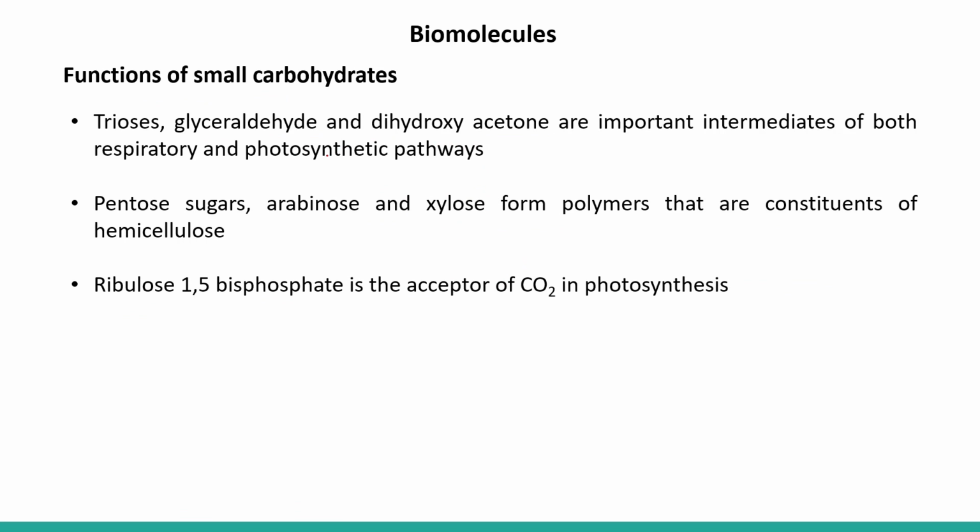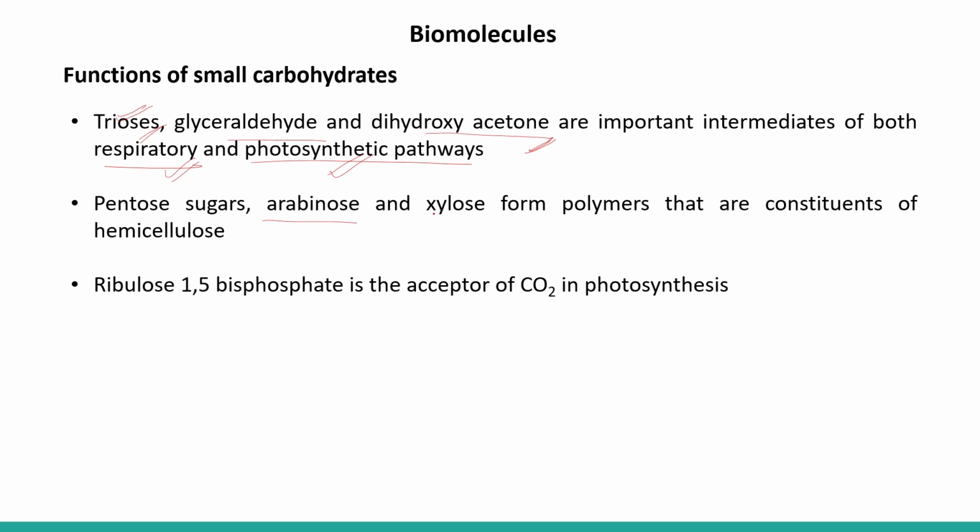Function of small carbohydrates. Trioses, glyceraldehyde and dihydroxyacetone, are important intermediates of both the respiratory and photosynthetic pathways. So this is very, very important. Dihydroxyacetone 3-phosphate, I've already told you, is formed in the glycolysis process, that is the respiratory pathway. And glyceraldehyde 3-phosphate is formed in the photosynthetic pathway, the Calvin cycle. So they are some of the very important intermediates of the respiratory and photosynthetic pathways.